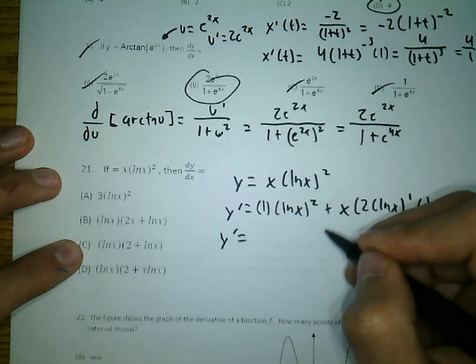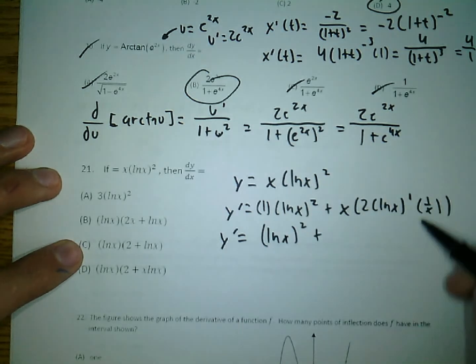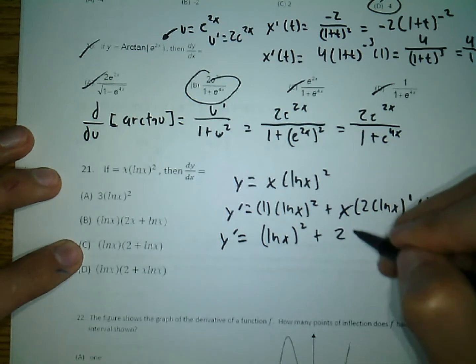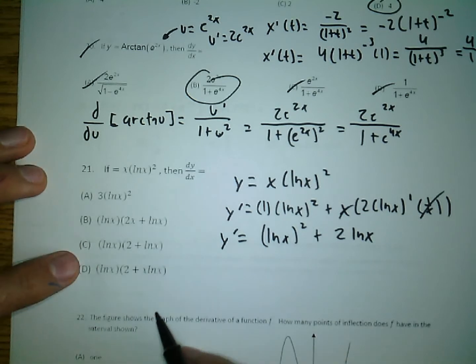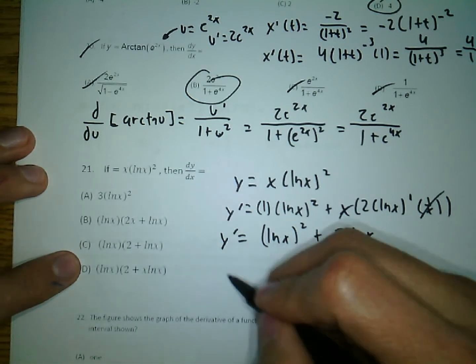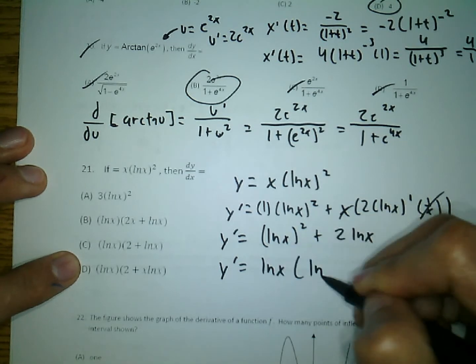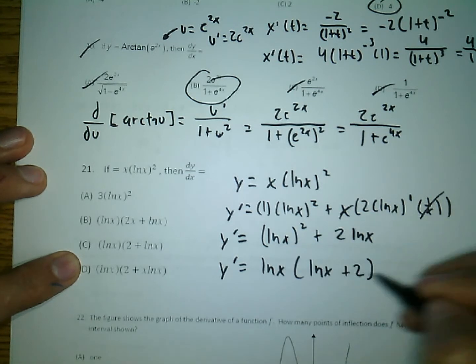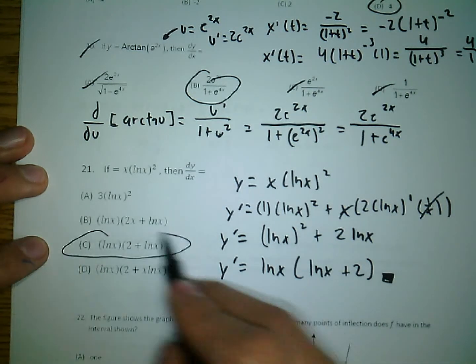So now it's just clean up time. So that's just going to be ln of x squared plus this x times this 1 over x is gone. So I literally just have 2 ln of x. None of this matches, but just by the answers, I can see they factor out ln of x. So if I take out an ln x, then that leaves me with 1 ln x here plus 2. So that would be option C.